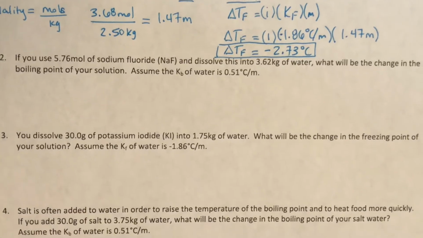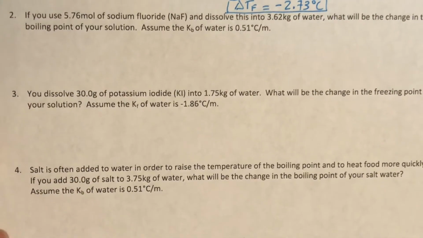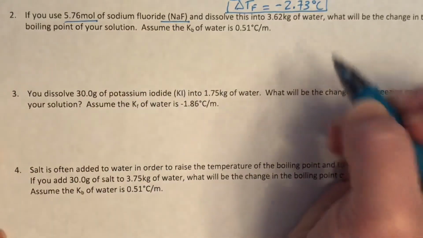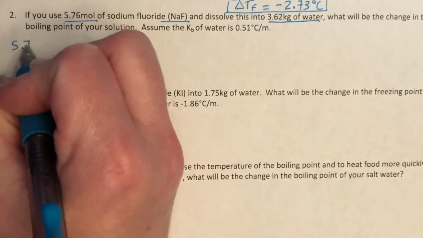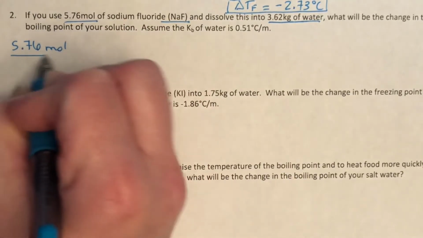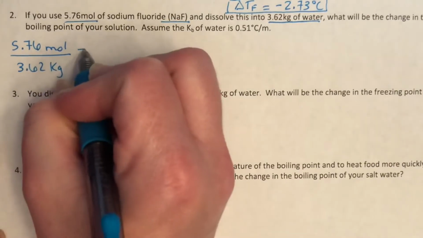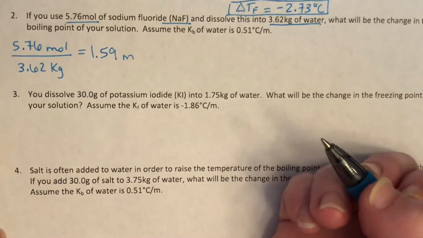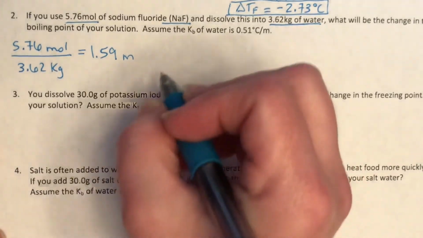All right, moving on to the second problem. Notice this time we already have the moles, 5.76, and it's sodium fluoride. We have 3.62 kilograms of water. So again, the same issue, we need the molality. So 5.76 moles divided by 3.62 kilograms is going to equal 1.59 molality. And again, you're welcome to write moles over kilograms, or you can just simply write a little m.